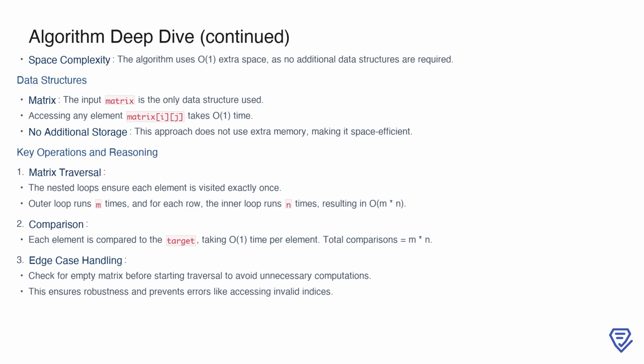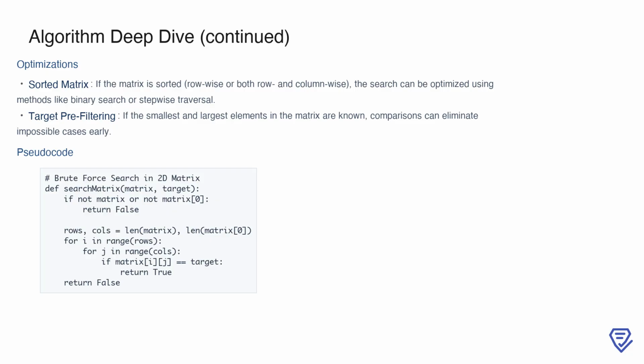It's also critical to handle edge cases, such as checking for an empty matrix before starting traversal. This prevents errors like accessing invalid indices and ensures the algorithm is robust and reliable. When dealing with sorted matrices, there are optimizations that can make the search significantly faster.